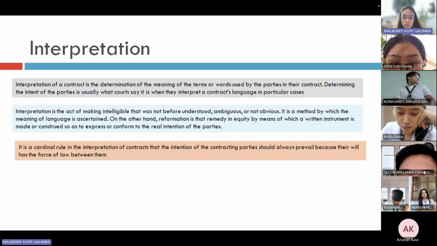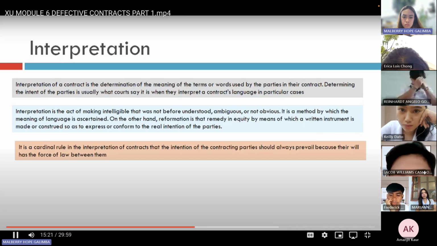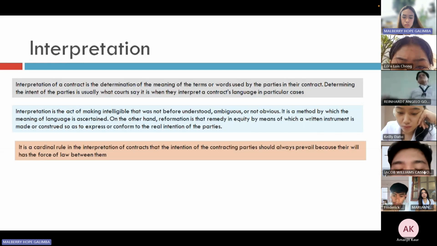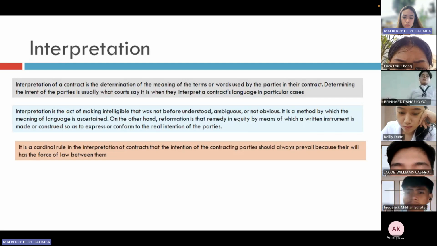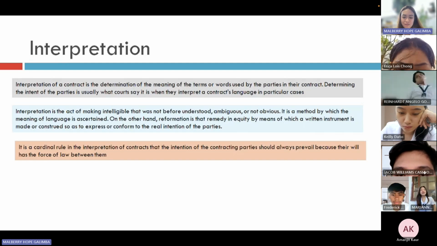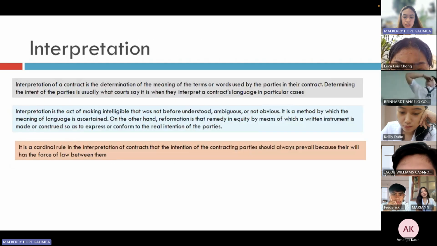Interpretation is the act of making intelligible what was not before understood, or is ambiguous or not obvious. It is a method by which the meaning of language is ascertained. On the other hand, reformation is that remedy in equity by means of which a written instrument is made or construed so as to express or conform to the real intention of the parties. Because you don't want to be bound by a contract whose terms you don't understand. That's the reason why there are a lot of cases now for breach, cancellation, or annulment of contract, because of terms that are ambiguous, or terms that might connote different or several meanings, that other parties may not want to be bound by those terms.